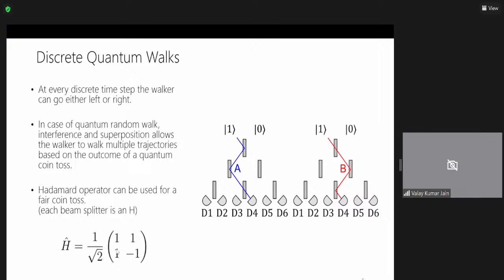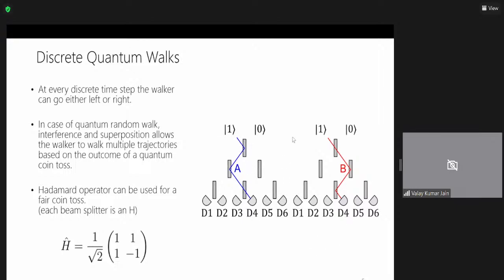Many of you must be familiar with the Hadamard operator, but for those of you who are not, just think of this as a matrix which splits the probabilities into 50-50 for any given orthogonalized input vector. Now, what I want to emphasize over here is that there's a single input state, and the output is detected in detector number D4.